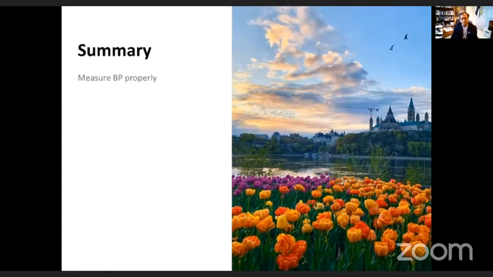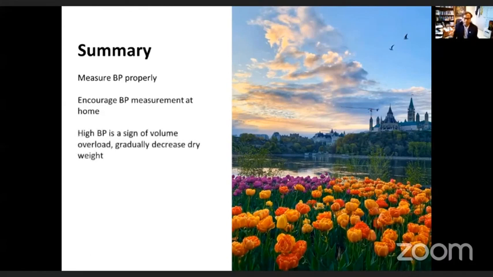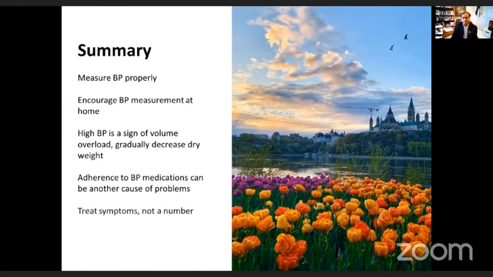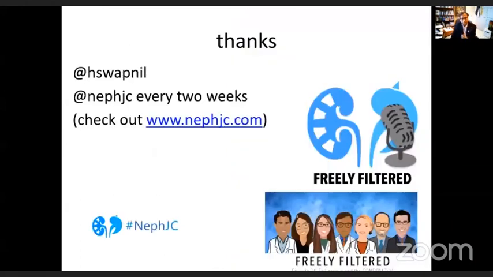So in summary, measure the blood pressure properly, encourage patients blood pressure measurement at home, not just in the dialysis unit. High blood pressure is a sign that namak zyada hai, so drive it kam karo. And check if they're taking their blood pressure pills. It's a very common problem in many patients. And treat the patient, not just a number.